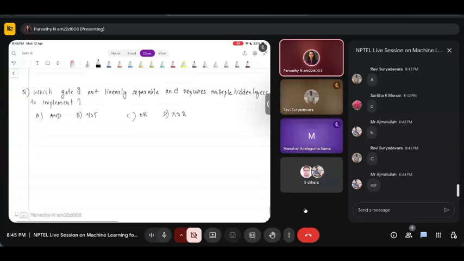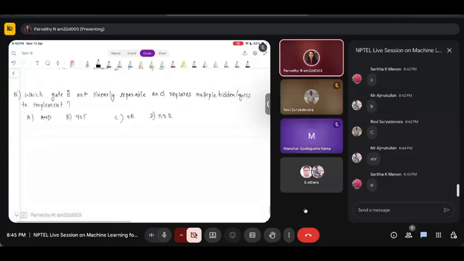The data is not linearly separable and requires multiple hidden layers to implement. It's XOR, because we have already seen this, it can't be separated by a single layer.